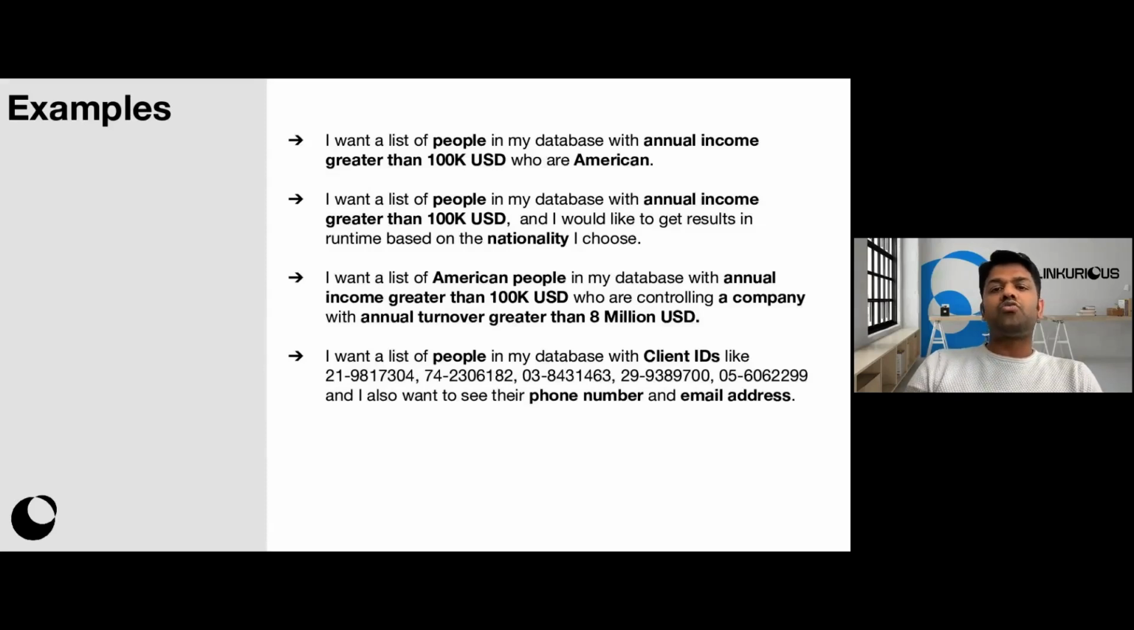And of course, there are some complex situations as well, like where I want a list of American people in my database, with annual income greater than 100K, who are also controlling a company with annual turnover greater than 8 million USD. See, you can layer the conditions step by step, and then you can filter the result from your graph database. And also there are situations like this.